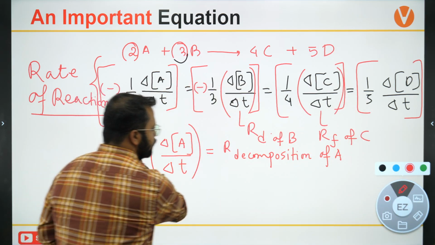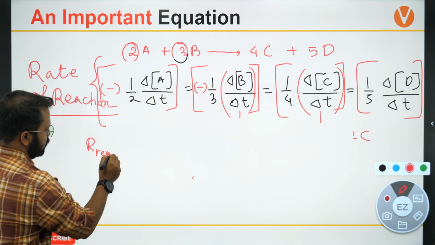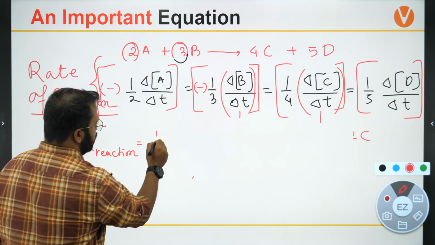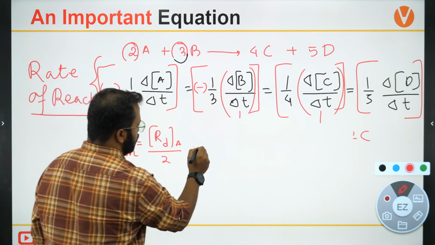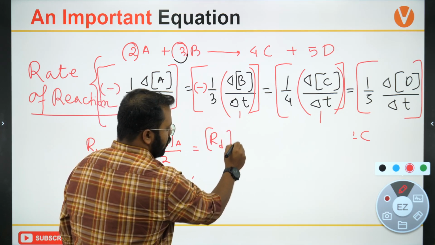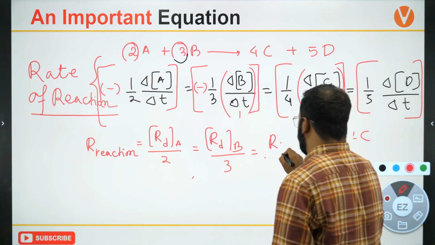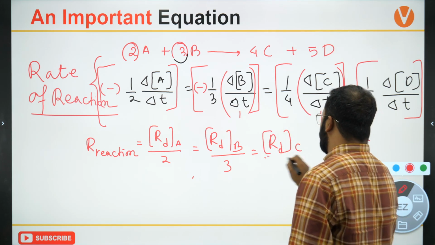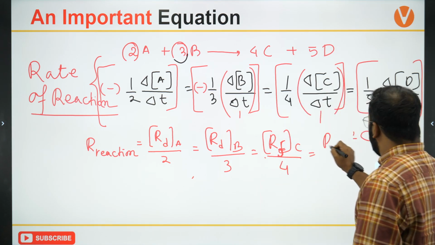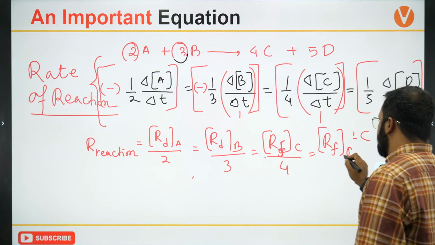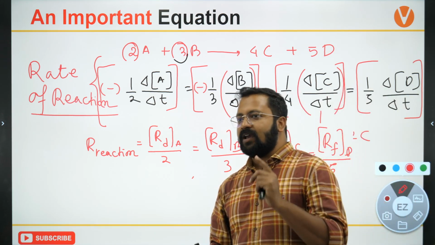So what can we write? I'm writing it over here that rate of reaction is equal to rate of decomposition of A by 2, which is rate of decomposition of B upon 3, which is rate of formation of C upon 4, which is equal to rate of formation of D upon 5. Okay? Not moles are equal, prefixes are equal.